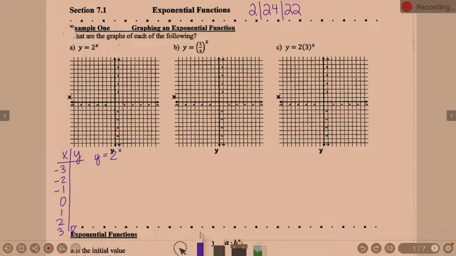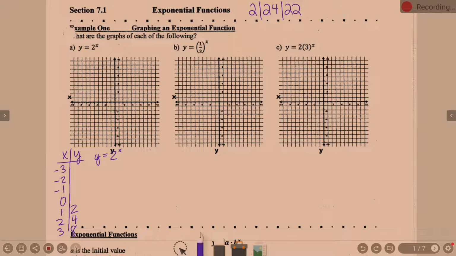Okay? What about if we plug in 2? 2 to the second, which means 2 times 2, which is 4. What about when you plug in 1? What's 2 to the first? 2, right? What happens when you raise anything to the first? You get itself, right? So 2 to the first is 2.